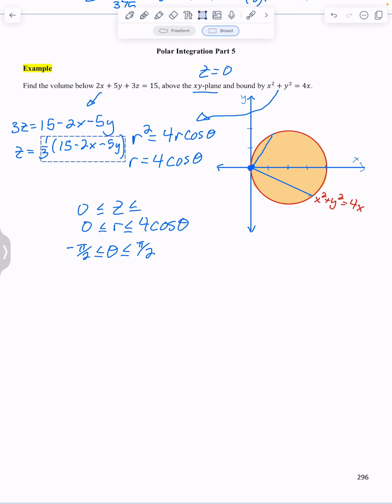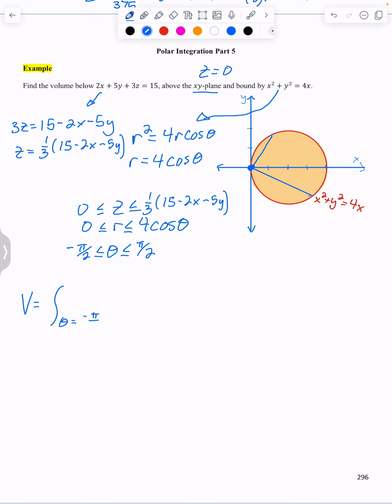So I'm going to grab this. This is what my z is bounded by. That's going to be top minus bottom. So to figure out the volume, I'm going to set this up. Theta goes from negative pi over 2 to pi over 2. R goes from 0 to 4 cosine theta. Then I have to replace all x's, so I get 1/3 times 15 minus 2 r cosine theta, that's x, minus 5 r sine theta, that's y, times, since we're going to polar, I have to introduce r dr d theta.